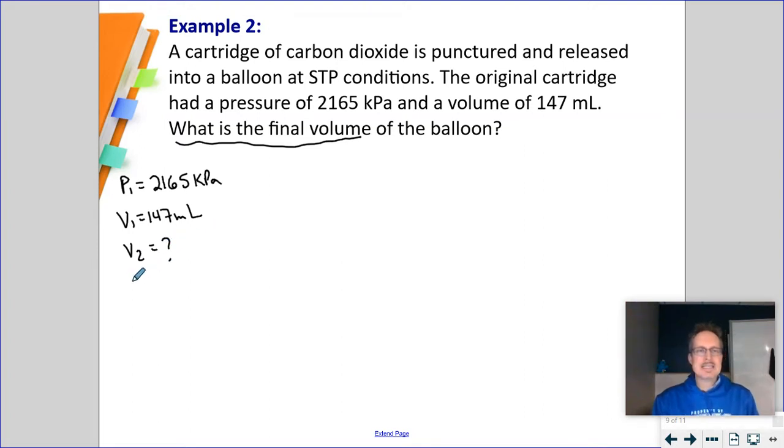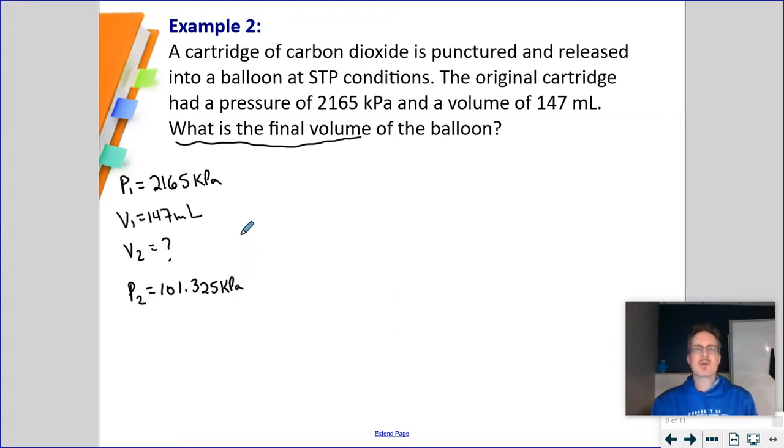Now the question does tell us P2 because we started at this pressure, but then when it was punctured, it released at STP, standard temperature and pressure. So the pressure at STP is 101.325 kilopascals. And remember, you have that in your data booklet on page 3.